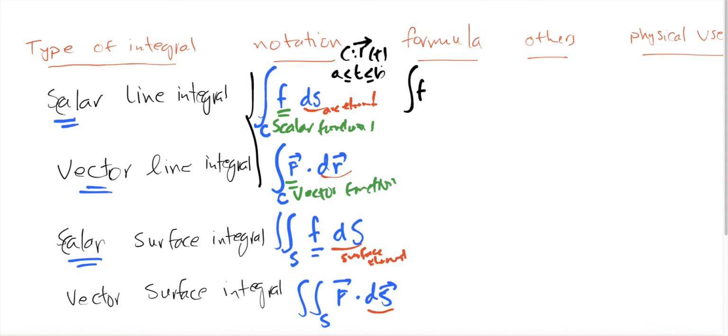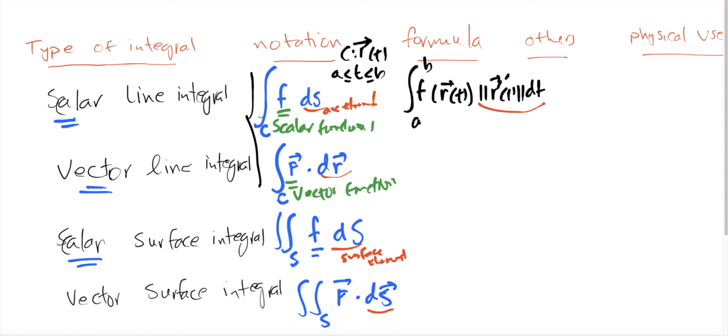And then basically this notation becomes the integral of f parameterized at r of t from a to b, magnitude of r prime of t, r prime dt. So this part is the ds part, basically.